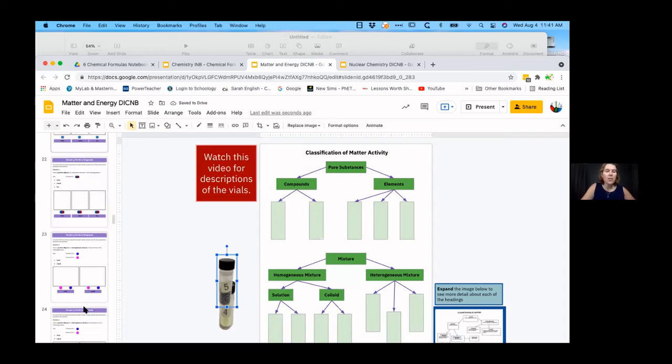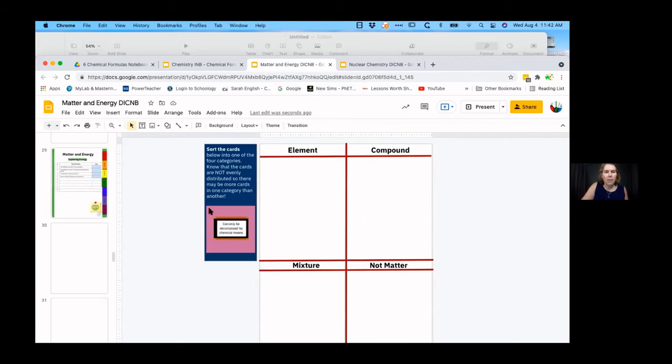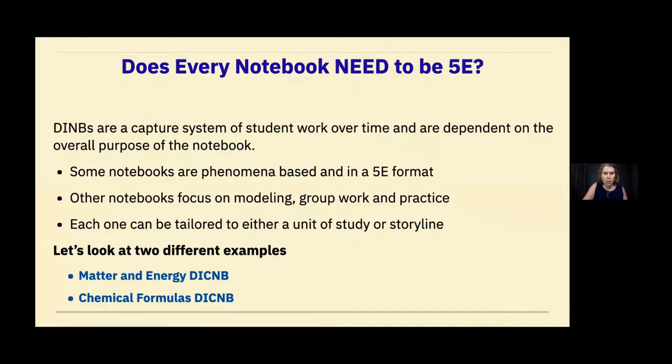There's just tons of stuff that you can do with the notebook. You can incorporate those card sorts and you can capture students' understanding. Pretty much if you think you can do it, most likely you can. Or somebody else has done it and you just need to learn how to convert it into a notebook. So that was two different types of notebooks.